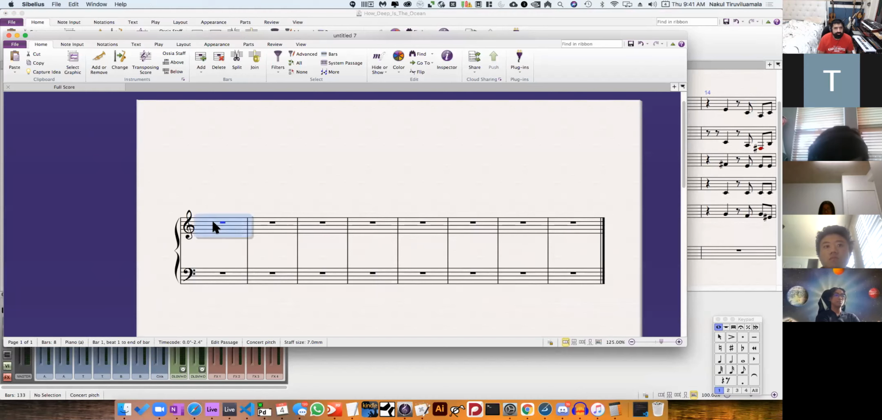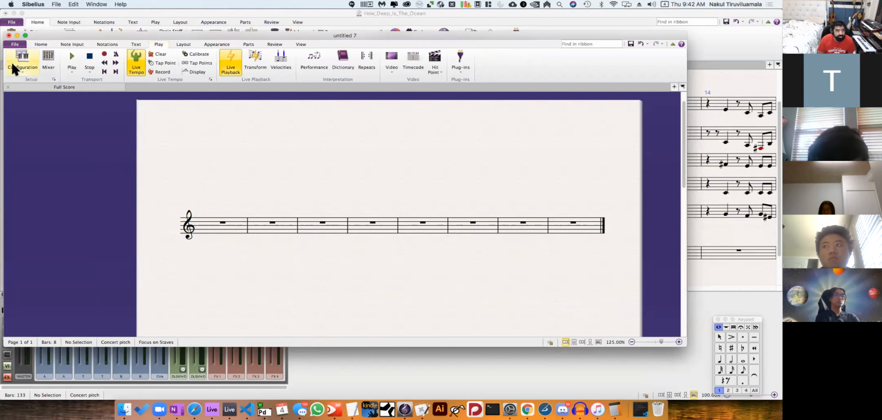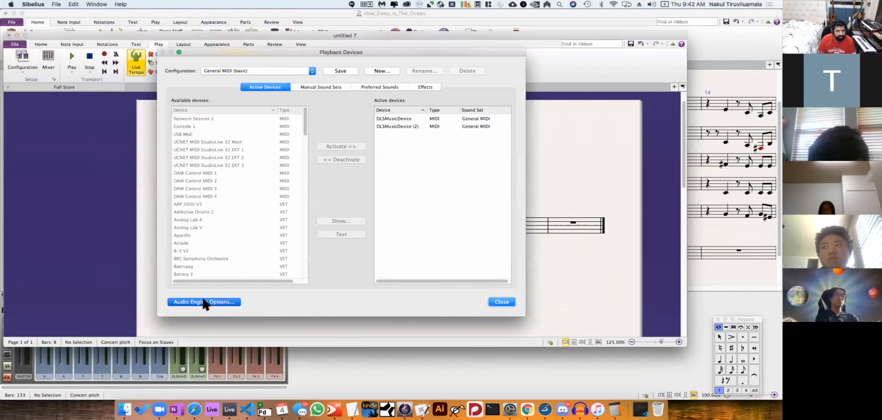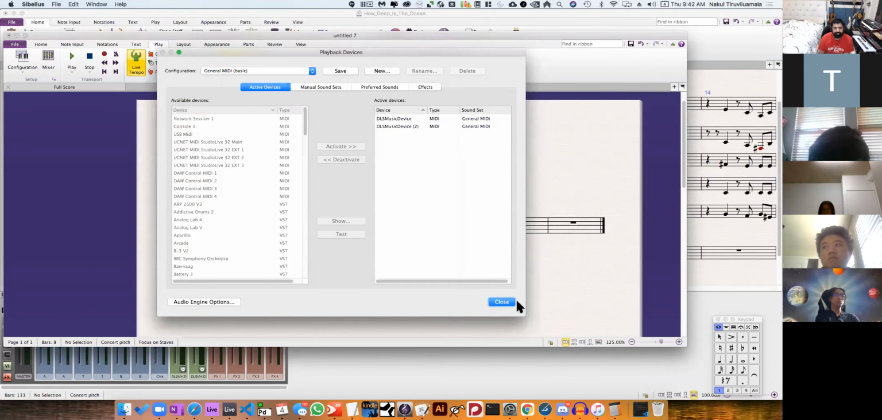Okay, so what we have here, let me actually make sure the audio is coming out correctly. Audio engine, Zoom audio device. Okay, cool.